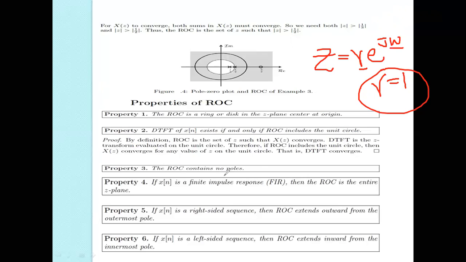The third property says that the ROC contains no poles. The region of convergence can be outside, inside, or on the circle. The fourth property says that the entire Z plane is the ROC when x of n is a finite impulse response. The ROC being outward from the outermost pole means x of n is a right-sided sequence. And the sixth property says that the ROC extends inward from the innermost pole, meaning a left-sided sequence.